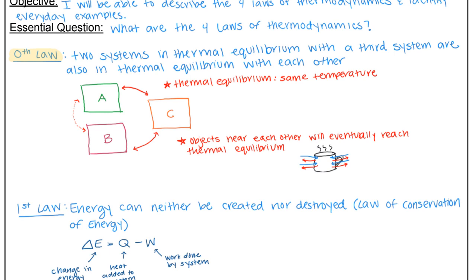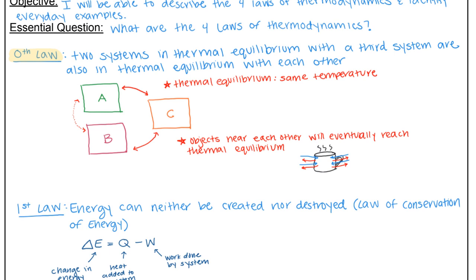So if we have an object A that's in thermal equilibrium or the same temperature as object C, and we have an object B that's also in thermal equilibrium with object C, then A and B are going to be in thermal equilibrium or the same temperature as each other as well. So it's a bit like the transitive property in math. If you recall what the transitive property means, if A equals C and B equals C, then A also equals B. So this 0th law also describes this phenomenon of how objects near each other will eventually reach thermal equilibrium.